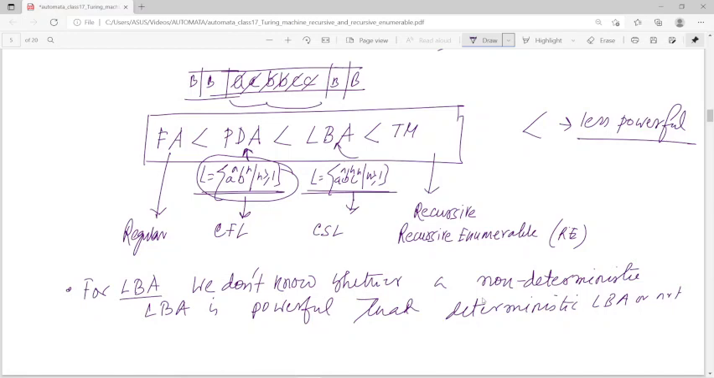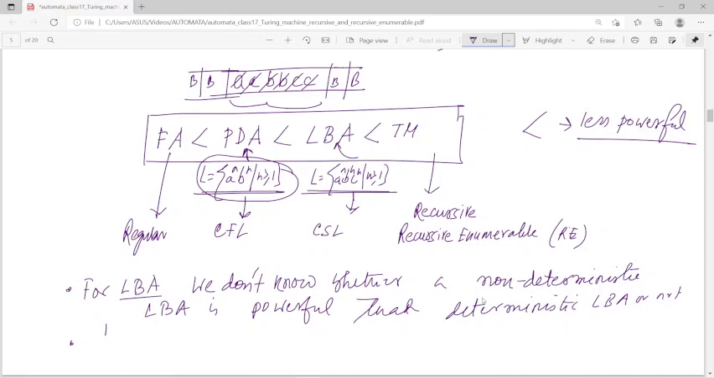But in the case of LBA, we cannot say that. For LBA, we don't know whether a non-deterministic LBA is more powerful than a deterministic LBA or not. That is not discovered yet. That means we cannot find any language which is accepted by a non-deterministic LBA and not accepted by a deterministic LBA. You cannot find such a language. And if you are not finding one, that means you are concluding that these are the same.